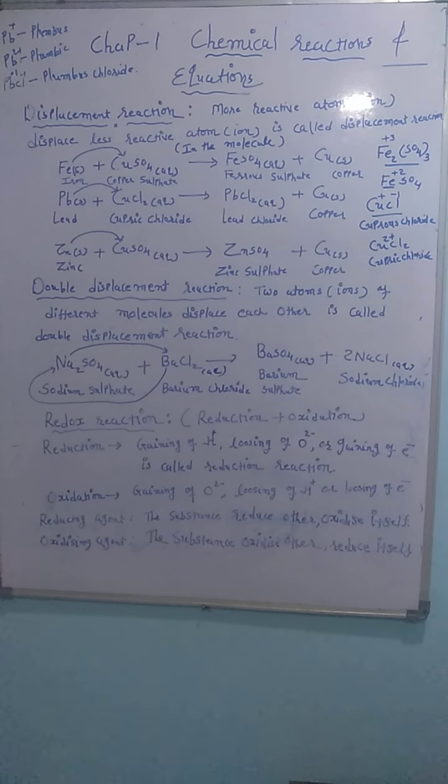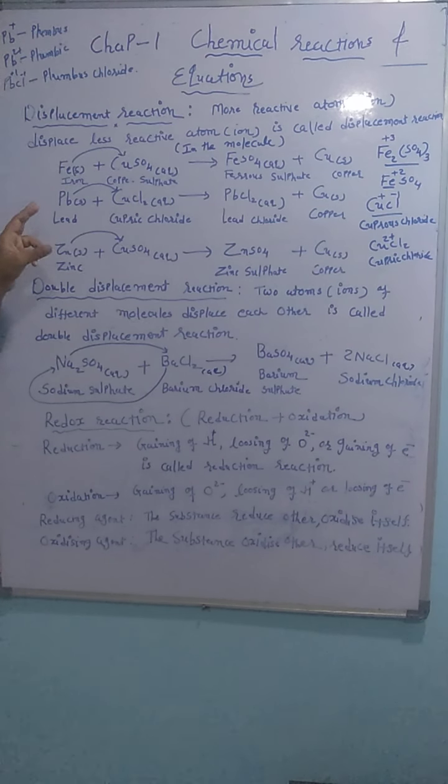In our body, in hemoglobin, iron is present. That iron is available in the form of ferrous, Fe2+. It is never available in the form of Fe3+. I hope you understand. Fe is more powerful than copper, so it displaces it.